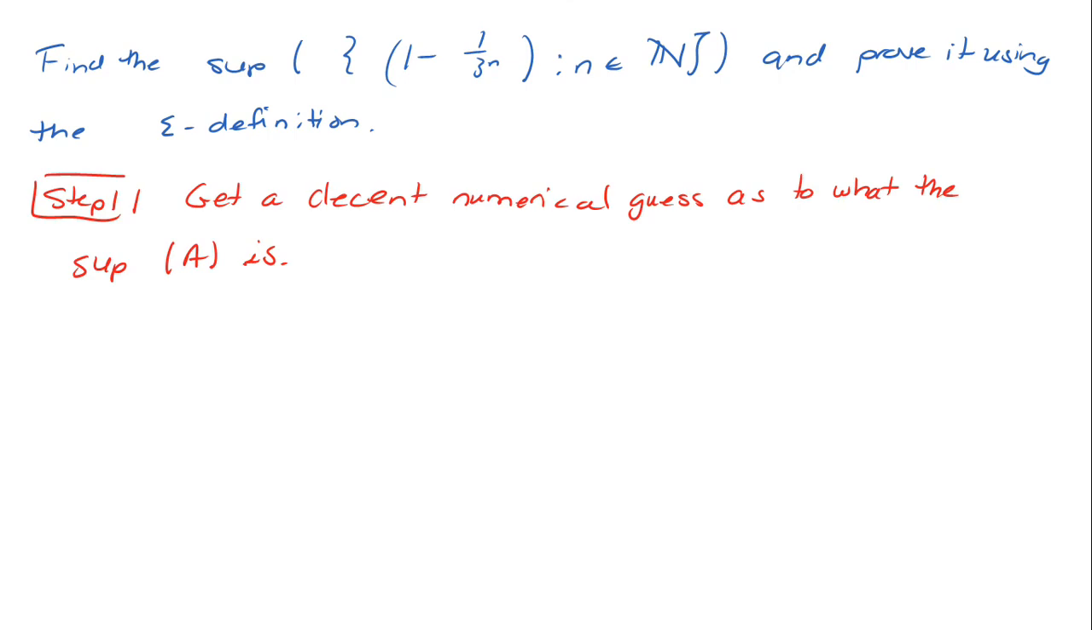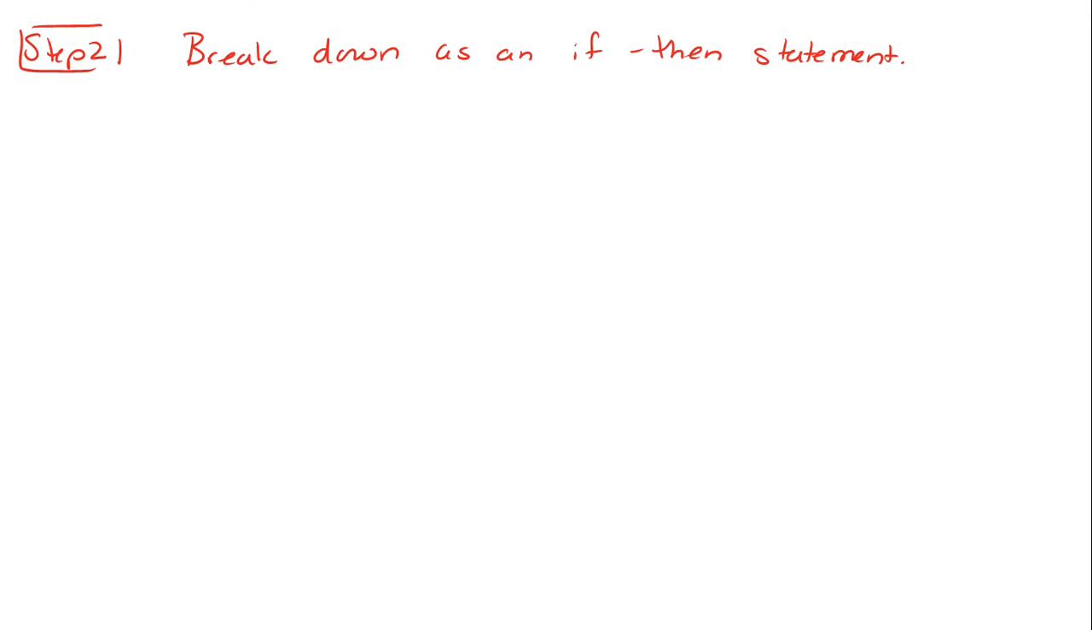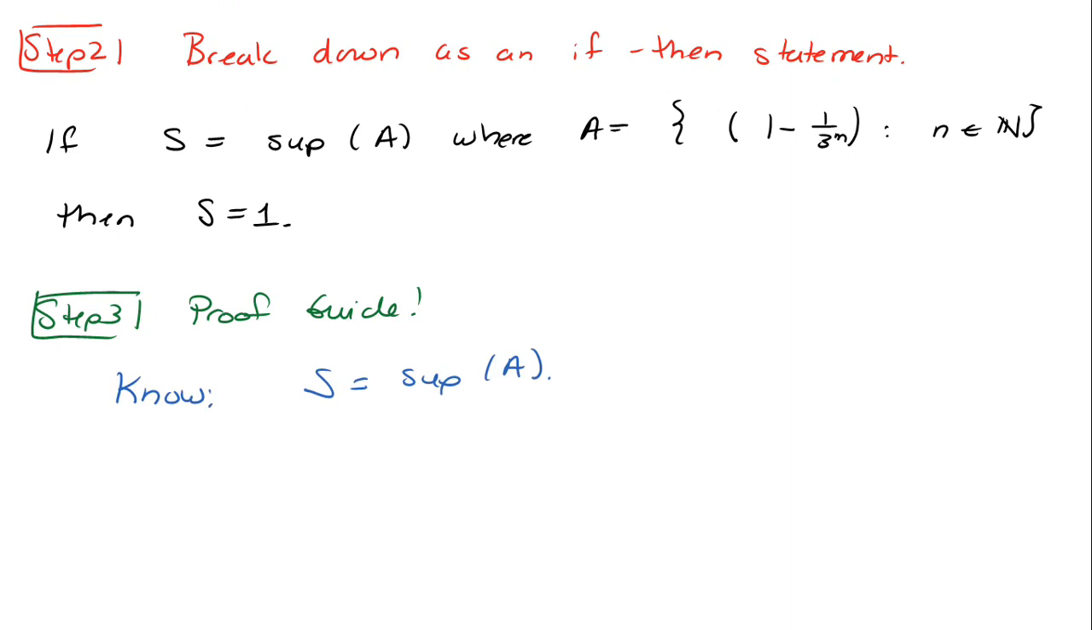In this proof, the first thing you're going to have to do is get a decent numerical guess as to what the supremum of A is, kind of like that worksheet we gave you the other day. If I plot this, you see it's an increasing set of points that's bounded above by 1. So my guess is that the supremum of A is equal to 1. Break this down as an if-then statement: if S is the supremum, then S is 1. Use the proof guide. We know S is the supremum.